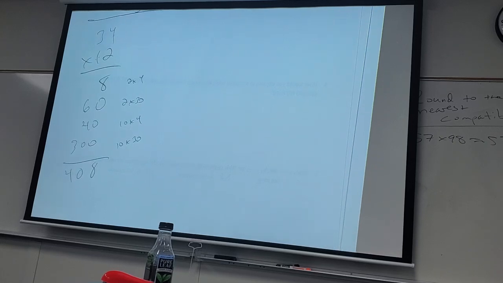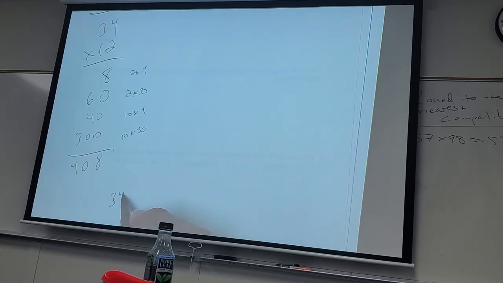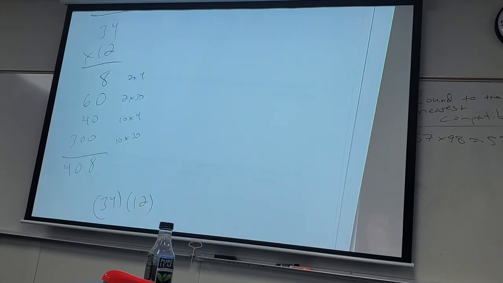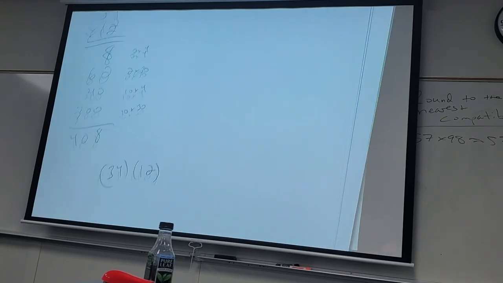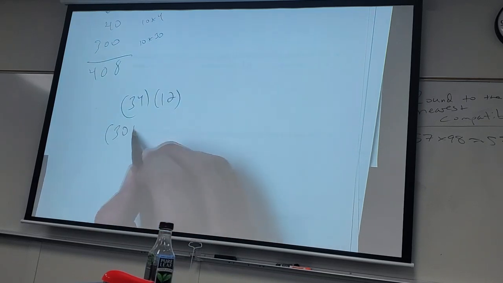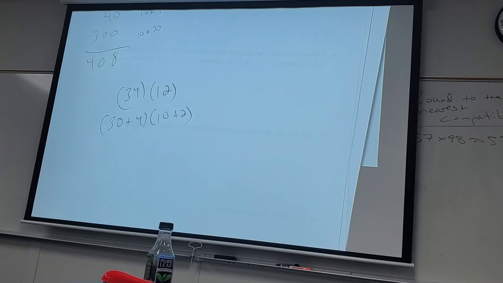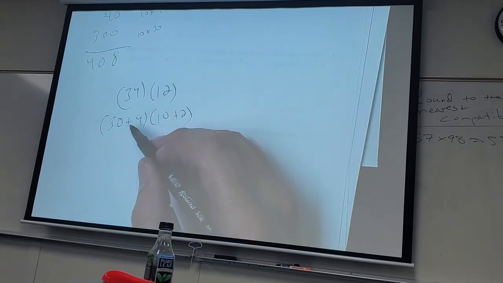Now real quick, do you remember rewriting this to use distribution? I'm going to go one more step than that. I can't remember if I showed you, but if I do 30 plus 4 times 10 plus 2, right? You remember what to do here? I almost don't care if you know the name of it, but do you know the name of it? What do I have to do here? You remember?